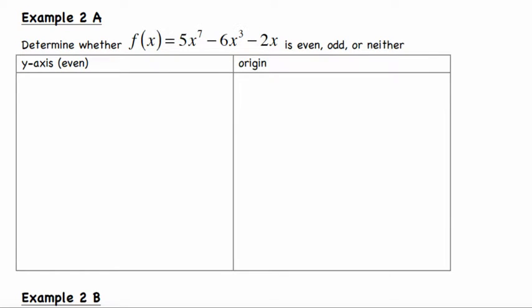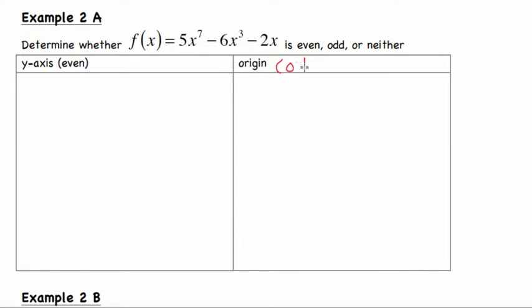For example 2a, we're going to determine whether our function is even, odd, or neither. And if a function has symmetry with respect to the y-axis, then we call it even. And if our function has symmetry with respect to the origin, then we call it odd.